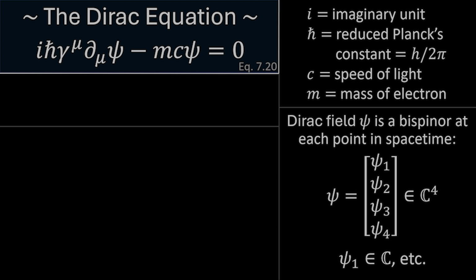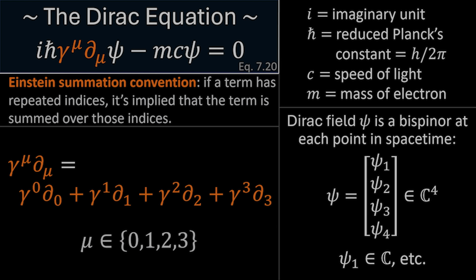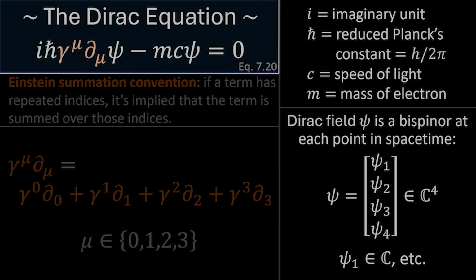Now, in this equation, the gamma^mu partial_mu term uses the Einstein summation convention, where if an index appears twice in a single term, it implies that the term is summed over all values of that index. In general, by the way, Greek indices like mu and alpha and beta are placeholders for the numbers 0, 1, 2, or 3, 0 being time-like, and 1, 2, and 3 being like x, y, and z.